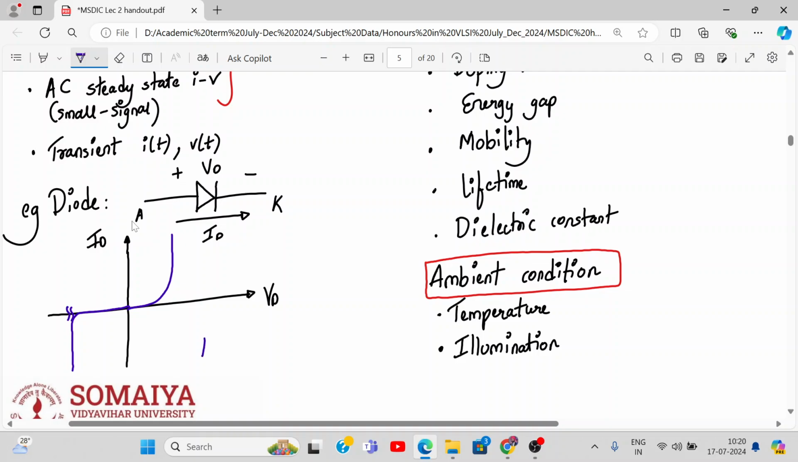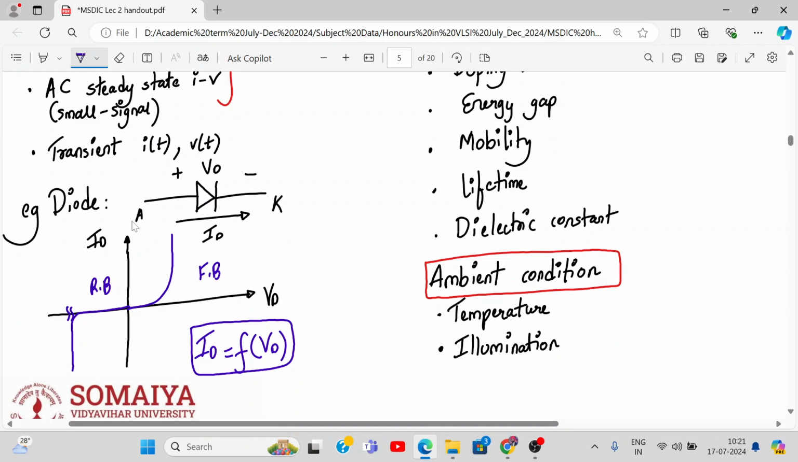So here we can see the current ID. This is the terminal current flowing through the terminals of the device. It's a function of voltage VD. Isn't it correct? Yes or no? So this is forward bias. This is reverse bias. And after this point, it is breakdown region. Okay. So here we have a breakdown region where the current starts increasing to a very, very high level. So these are the characteristics which we are interested in. The current flowing through the device as a function of voltage.